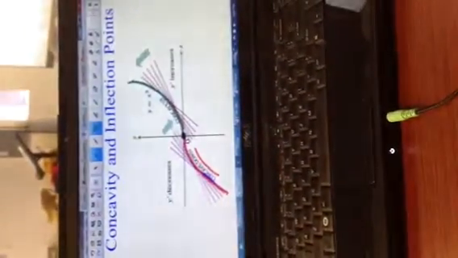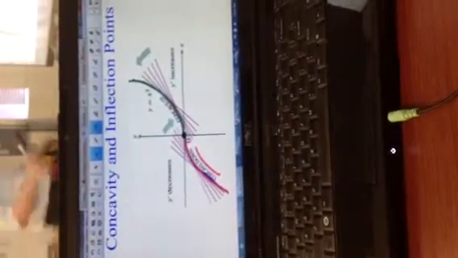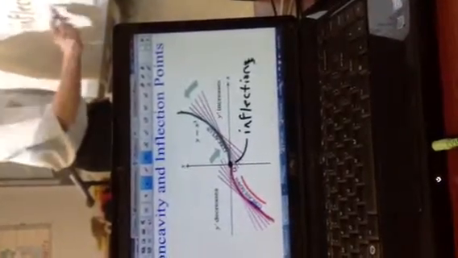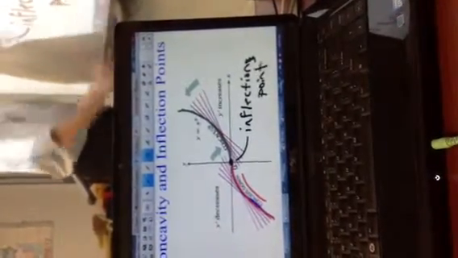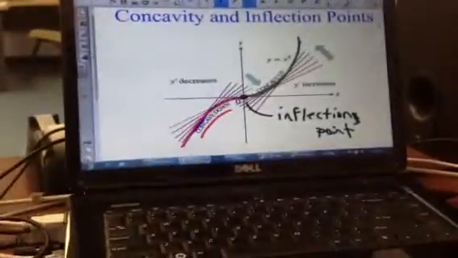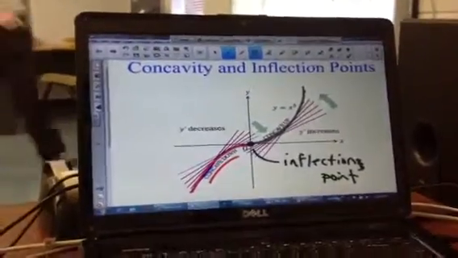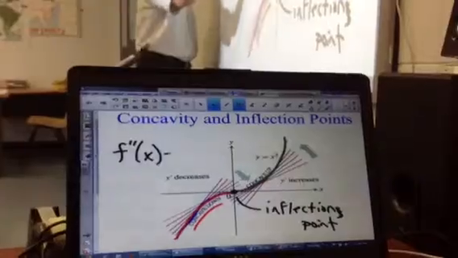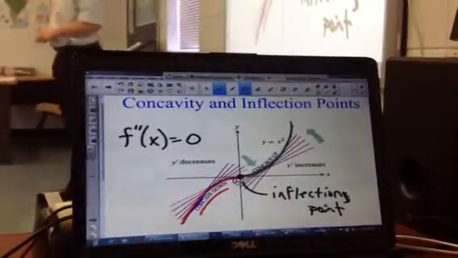This point right here, where the graph changes from frowning to smiling, concave down to concave up, that's called an inflection point. An inflection point is simply a place where the graph changes concavity. And the interesting thing about an inflection point is that it occurs when the second derivative equals 0.